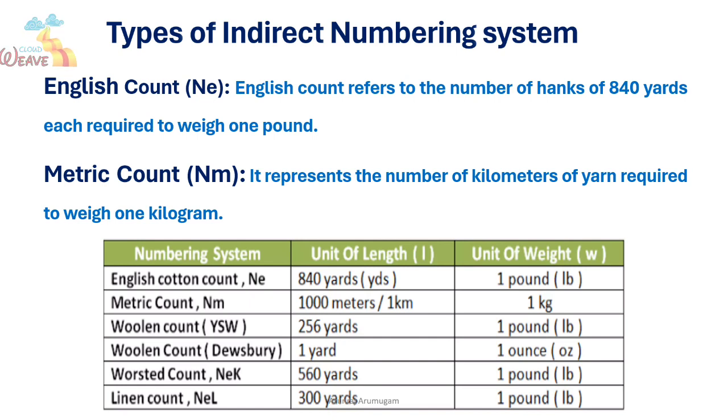English count refers to the number of hanks of 840 yards each required to weigh 1 pound. For example, if a yarn has an English count of 20, it means that 20 hanks of 840 yards each weigh 1 pound. Metric count is similar to English count but is based on the weight of 1 kilometer of yarn. It represents the number of kilometers of yarn required to weigh 1 kilogram.